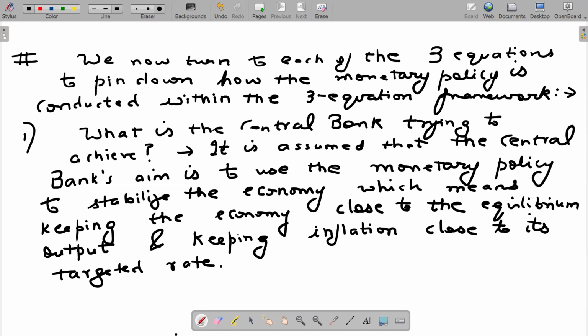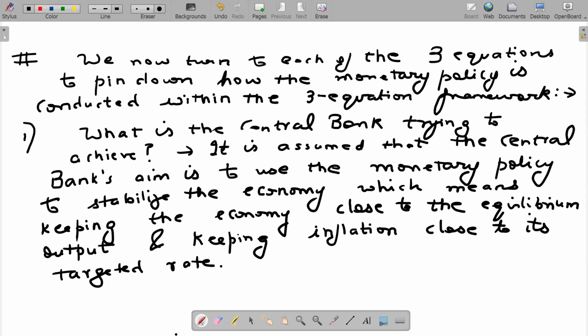So the central bank decides that, given this economy, this is the target rate of inflation, and this is the equilibrium level of output or the full potential level of output that can be produced in this economy. So now what should be the monetary policy in order to make sure that the economy is always close to its full potential level of output and the inflation is also meeting the targeted level?